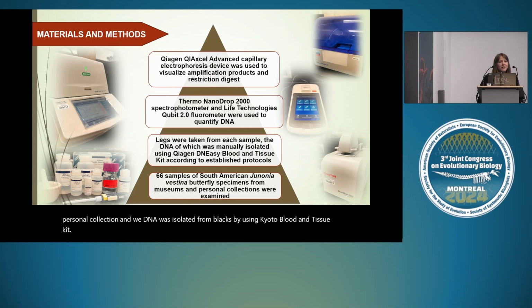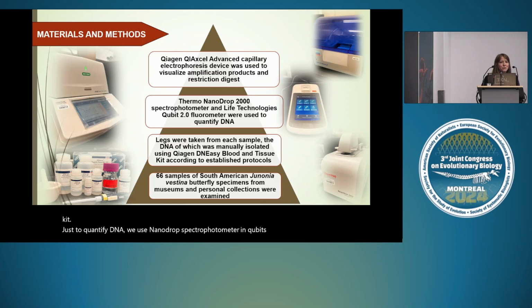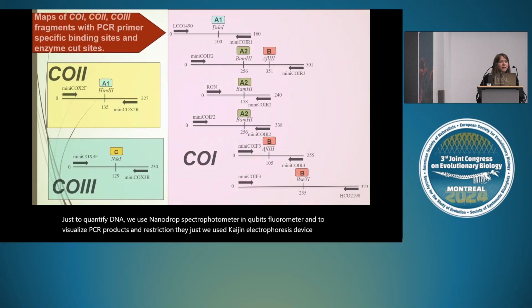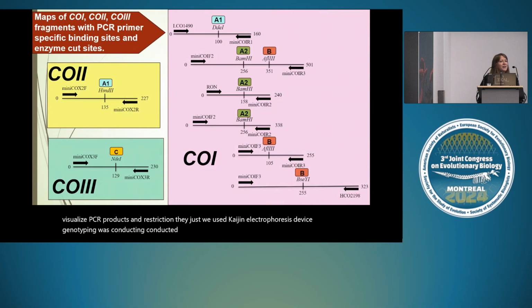To quantify DNA, we used a NanoDrop spectrophotometer and a Qubit fluorometer, and to visualize PCR products and restriction digests, we used an electrophoresis device. Genotyping was conducted using restriction enzymes at specific sites which are diagnostic for haplotypes.